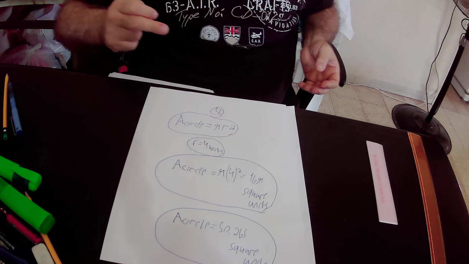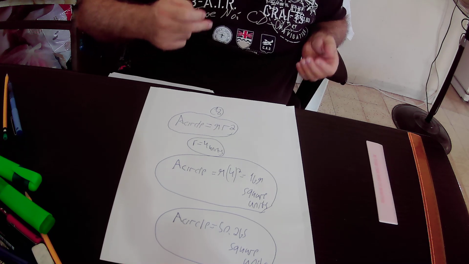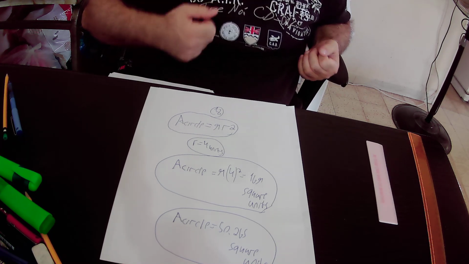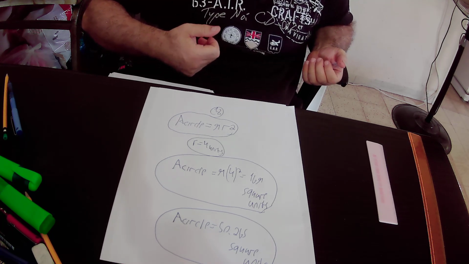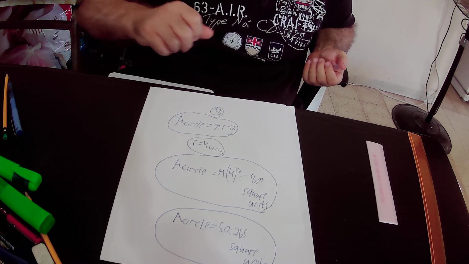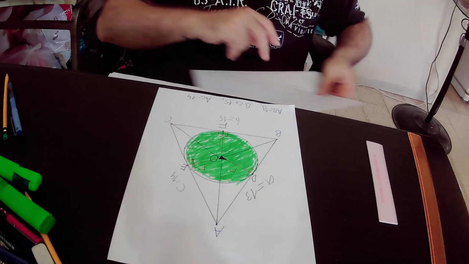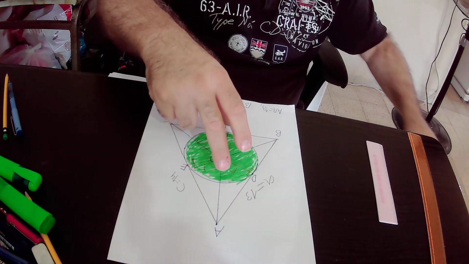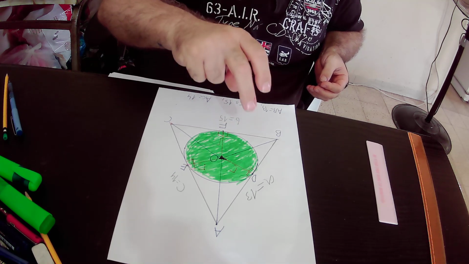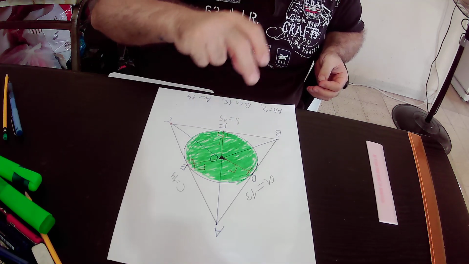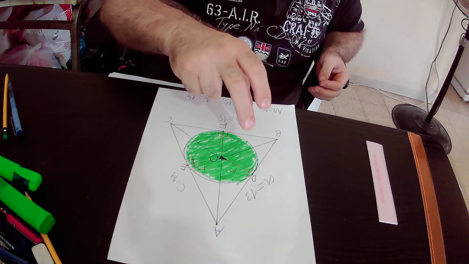The area of the green circle equals 16 pi square units, or in terms of numbers, the area of the green circle equals 50.265 square units. Again, the area of this green circle equals 16 pi square units, or in terms of numbers, 50.265 square units.